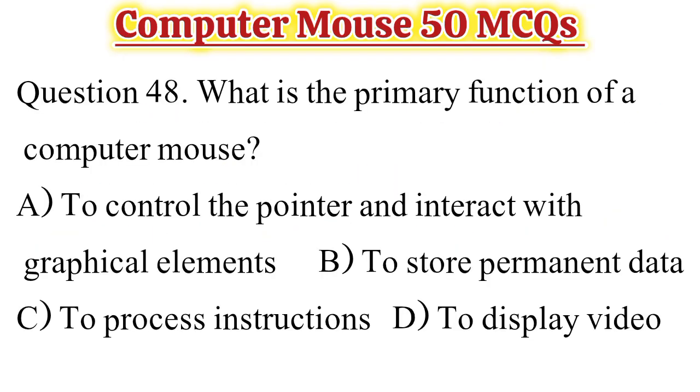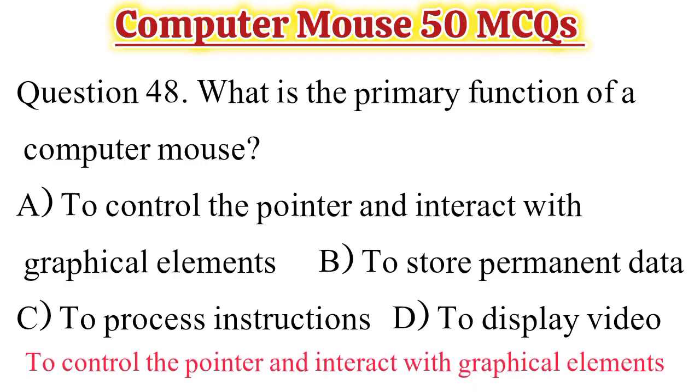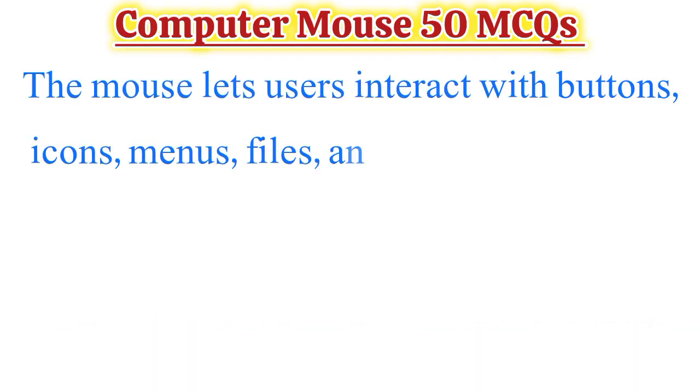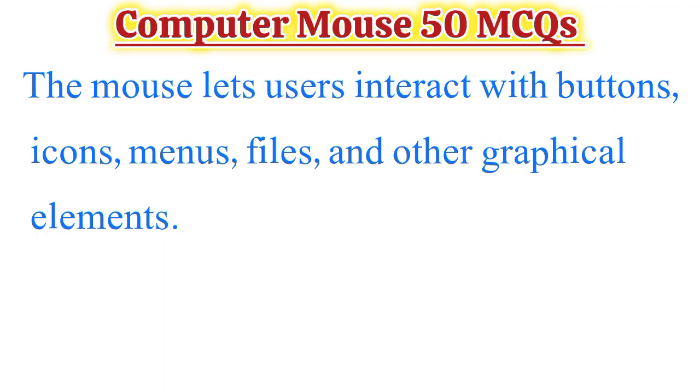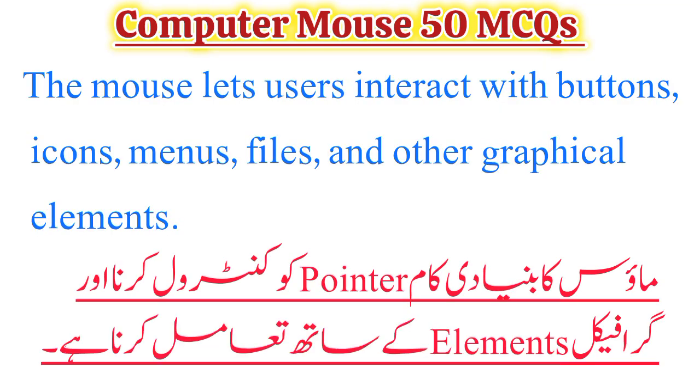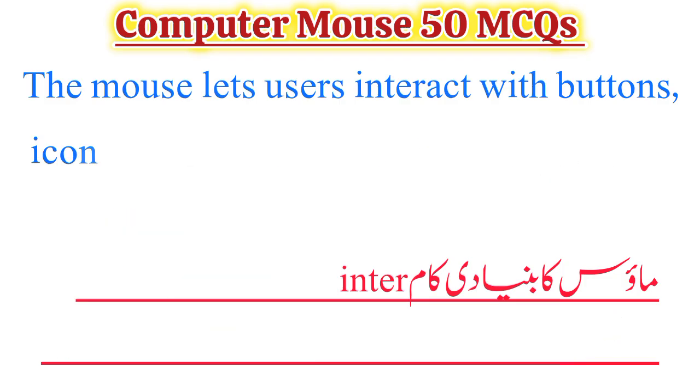48. What is the primary function of a computer mouse? A. To control the pointer and interact with graphical elements. B. To store permanent data. C. To process instructions. D. To display video. Answer: A. To control the pointer and interact with graphical elements. Explanation. The mouse lets users interact with buttons, icons, menus, files, and other graphical elements.